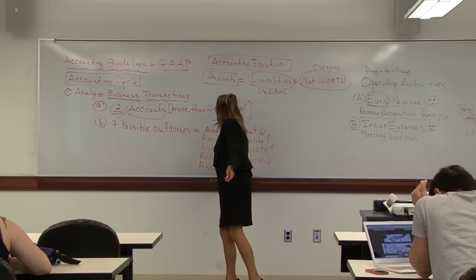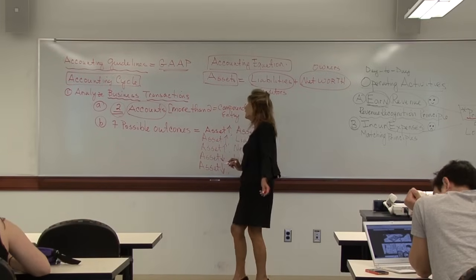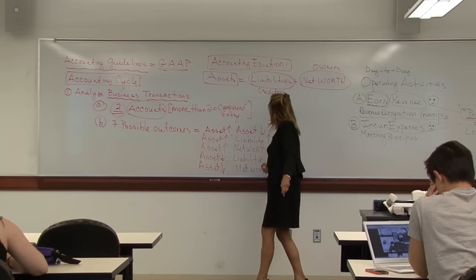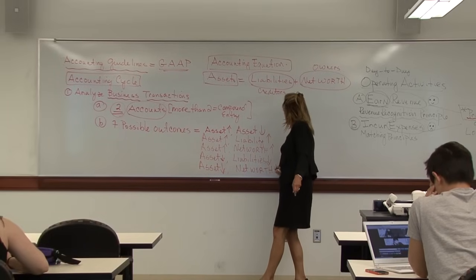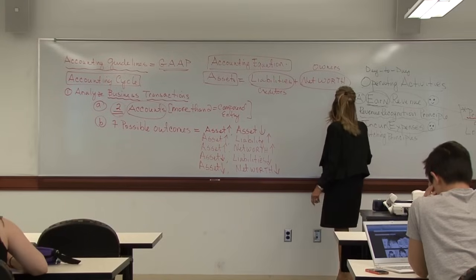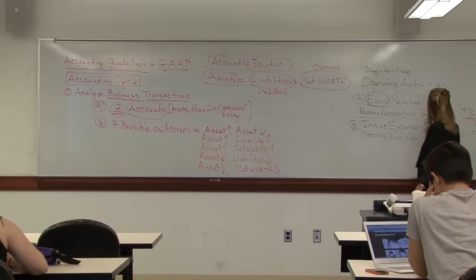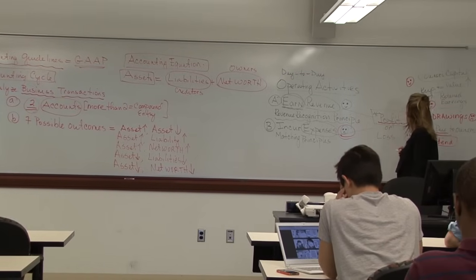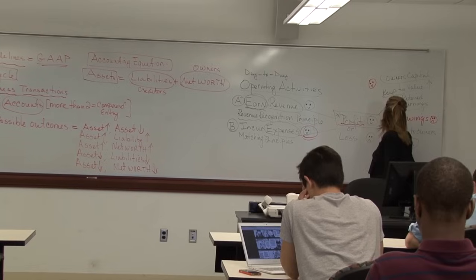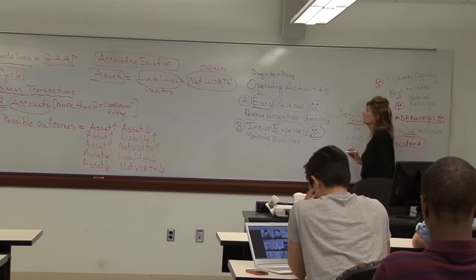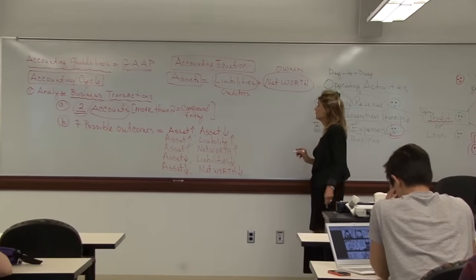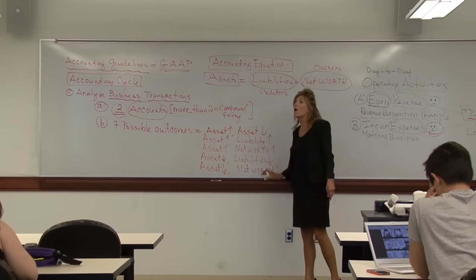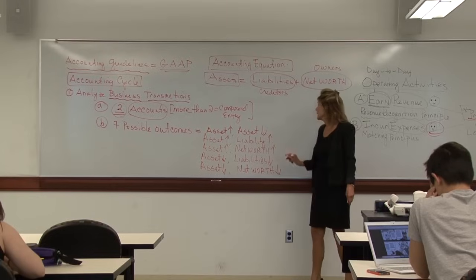If an asset goes down and another asset didn't go up, it could also be because our net worth went down. And there are 2 times when we have an unhappy face with net worth. That's when we incur an expense, or we either pay a dividend or provide a drawing. 1, 2, 3, 4, 5. These are by far the most common.